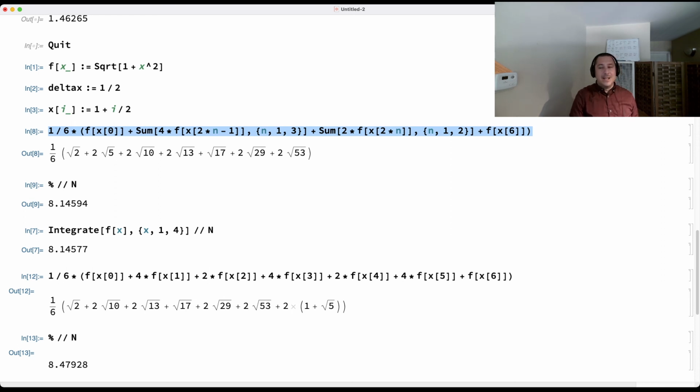It's sad. But yeah, it's close, but it's not the right answer. We're supposed to get the 8.14594. But for this one where I typed it all in, we're getting 8.47928. And I don't even know what the problem is. If we run it again. No, yeah. 1, 6 times f of x0, 4 f of x1, 2 times f of x2, f of x3, f of x4, f of x5, f of x6. It was supposed to give me this number, but it's not, so.